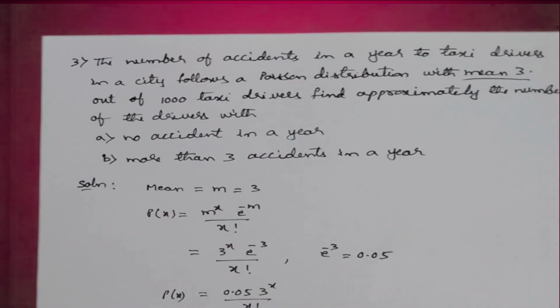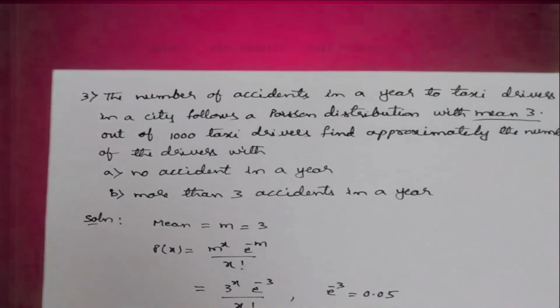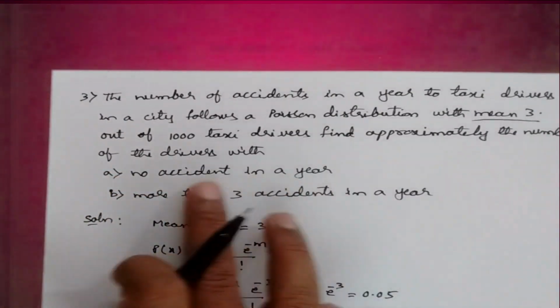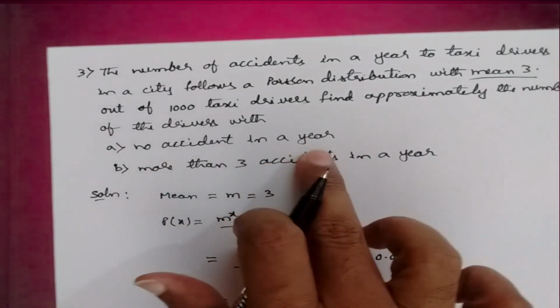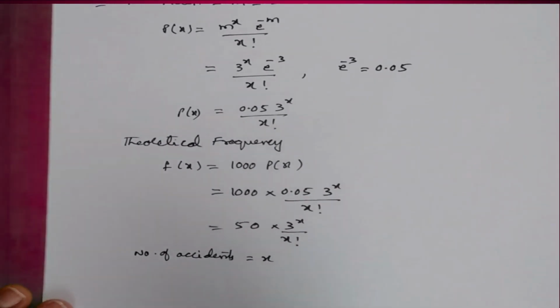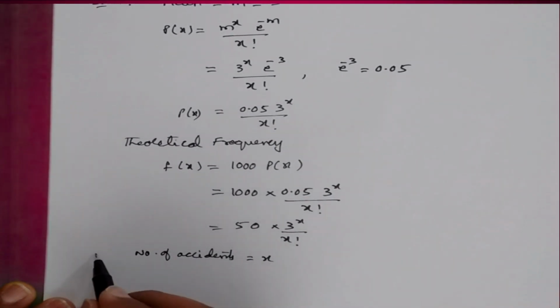Now as in the previous problem, table is not given, so two results are given. No accidents in a year. Suppose I represent x to be the number of accidents. So no accidents means the value of x will be equal to 0. So no accidents is the first case that you have.